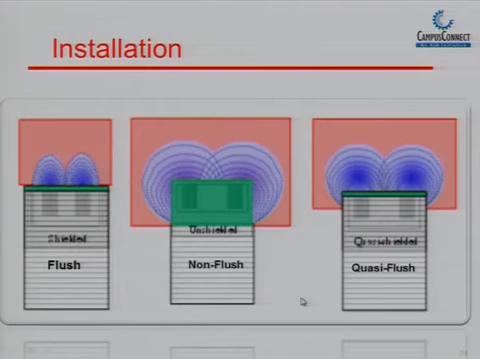And then lastly, there is a third type of sensor, it is called quasi flush. It is not totally flush, but a small protrusion is there. So, these are basic installation conditions.